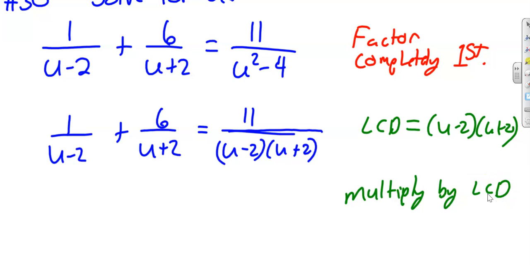And just like we did in the complex fraction, this time we're going to go back and multiply everything by the least common denominator to get rid of all the fractions so that we're left with non-fractions in all the equations that we're going to do here. Okay, so what I'm going to do, just to save some room, is say we're going to multiply everything here by u minus 2 and u plus 2.